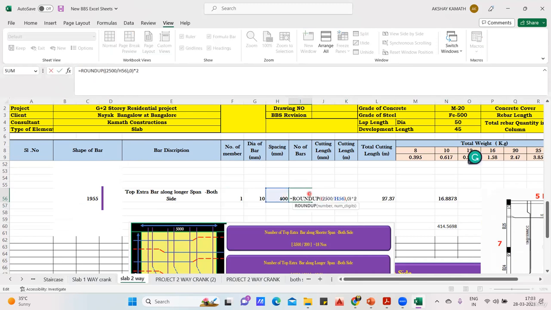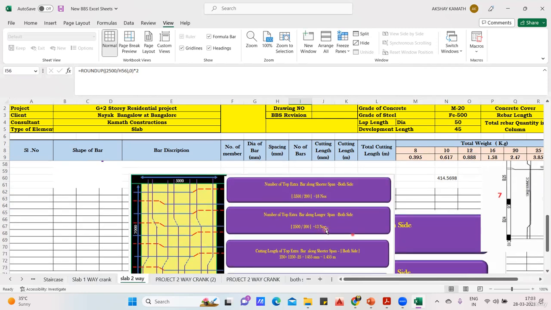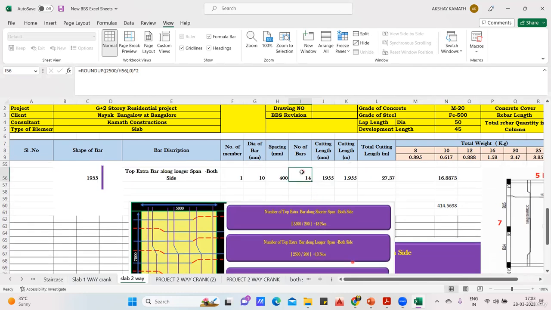So 5000 divided by 2 you are supposed to do. So it will be 2500, divided by spacing 400. Close the bracket and multiply it by 2. Plus 1 I did not do here also. So it will be 14 number of bar. Manually here we got 13. Actually we should have added plus 1 here. I told you in manual calculation that 14 was the answer we got. So practically 14 we got.